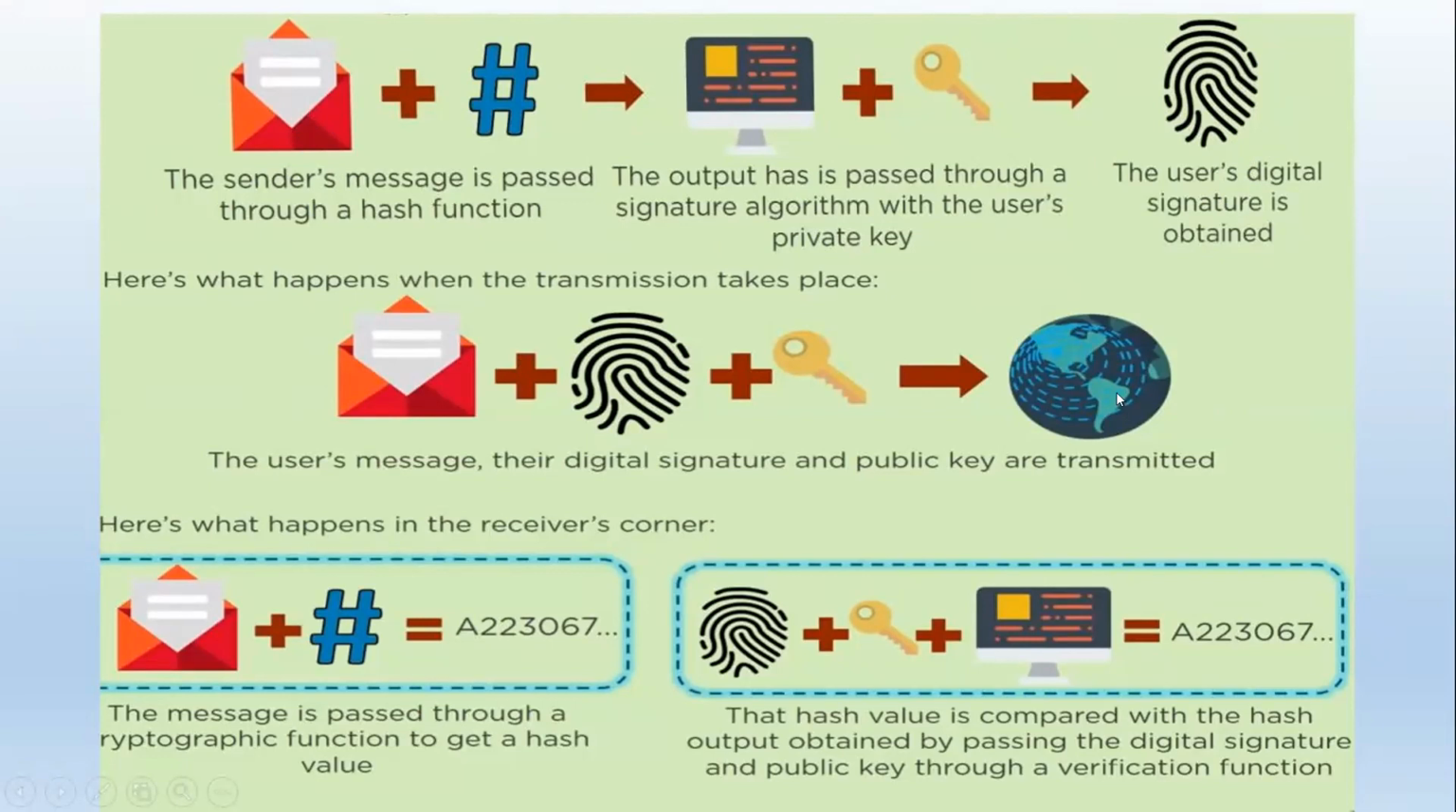And what happens in the receiver's corner is that the message is passed through a cryptographic function to get a hash value, and to verify the authenticity, the hash value is compared with the hash output obtained by passing the digital signature with the public key through a verification process. This is how it works in the sender's corner and the receiver's corner. The main thing here is the hash function, which gives us the hash value and also the digital signature.